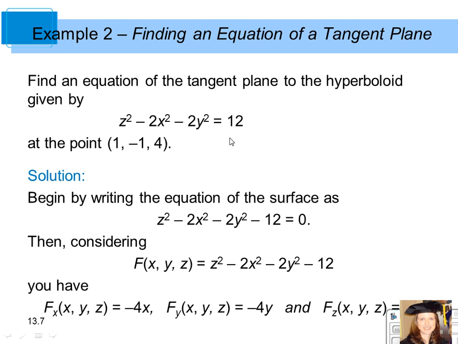Now we want to find the gradient. The gradient of the function uses those partial derivatives. Find the gradient, take the partial derivative with respect to x. You treat x as a variable and everything else as a constant. That derivative is negative 4x. Take the partial derivative with respect to y, and that's going to be negative 4y. And the partial derivative with respect to z is 2z. So these are going to be your components of the normal vector. And that's also the components of your gradient vector.